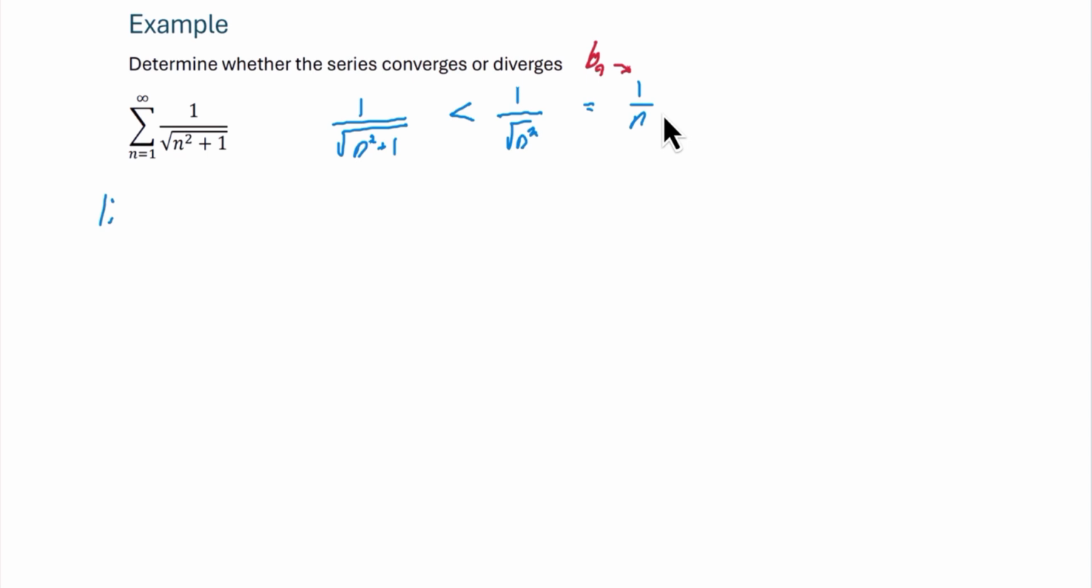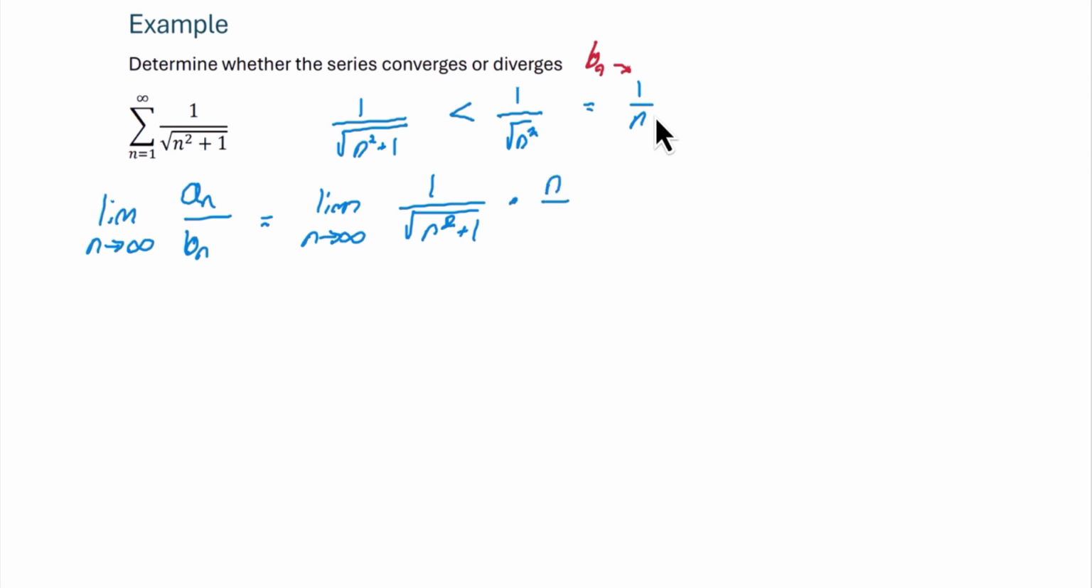So now we need a limit. Limit as n approaches infinity of a sub n divided by b sub n. So limit n approaches infinity. A sub n will be the original that we're looking at, 1 divided by square root of n squared plus 1. And we want to divide by b sub n. Dividing by 1 over n is the same as multiplying by the reciprocal. We have limit n approaches infinity of n divided by square root of n squared plus 1.